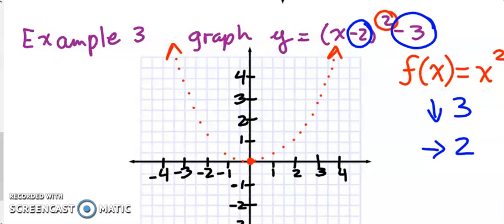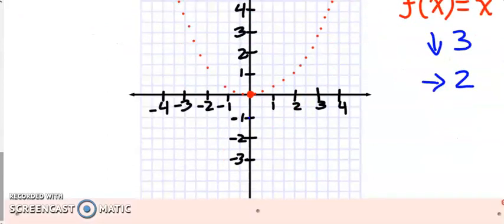So let's do that. Let's go down 3. So 1, 2, 3. We take this part here, move it down 1, 2, 3, and then move it over to the right 2. So down 3 and to the right 2. So 1, 2. We put a dot right there. That's where the new spot is going to be.